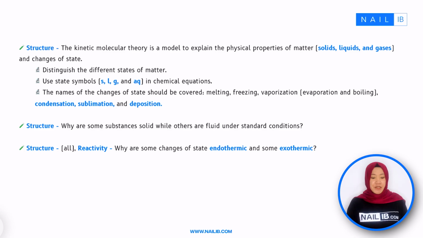All right, in the next video, I'll be talking about the kinetic molecular theory, where you need to know how to distinguish the different states of matter and how they use state symbols in chemical equations. So we've just talked about the classification of matter, the several separation techniques, and also chromatography, how it works, the principle, how to calculate the RF value, and the difference between thin layer chromatography and paper chromatography.